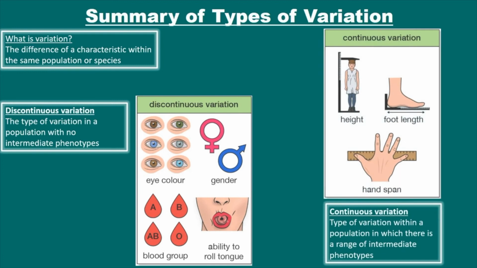Then we have continuous variation. So this is a type of variation that occurs in a population in which there is a range of intermediate phenotypes like height, foot length, hand span, or even skin color, because these traits are controlled by a polygenic trait, which means that they are controlled by a number of genes, because it shows an intermediate range of phenotypes.